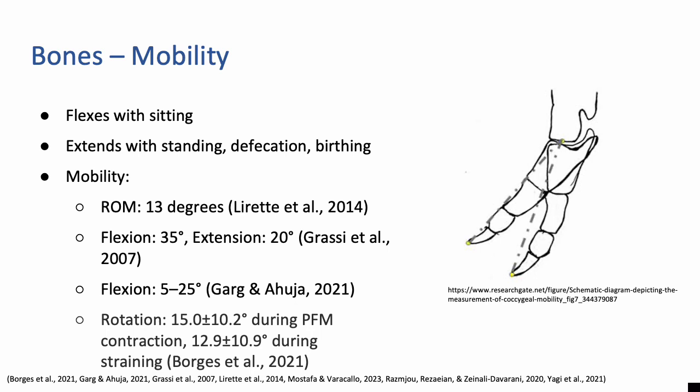And in terms of mobility, I found several different numbers from several different articles, and I just summarized them here. Lorette et al. said that it has a range of motion of about 13 degrees. Grassi et al. said that it had about 35 degrees of flexion, 20 degrees of extension. Garg and Ahuja said that it had about 5 to 25 degrees of flexion, and then Borges et al. said that it had 15 degrees with a standard deviation of 10.2 of rotation during pelvic floor muscle contraction, and then 12.9 degrees with a standard deviation of 10.9 during straining or defecation.